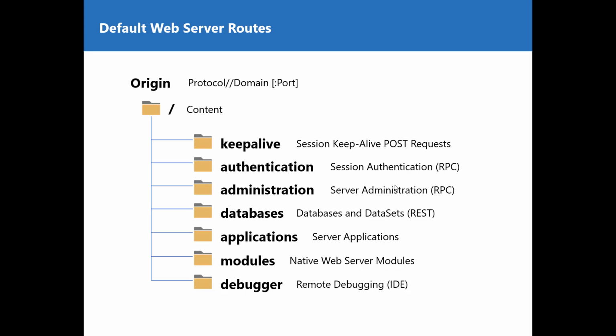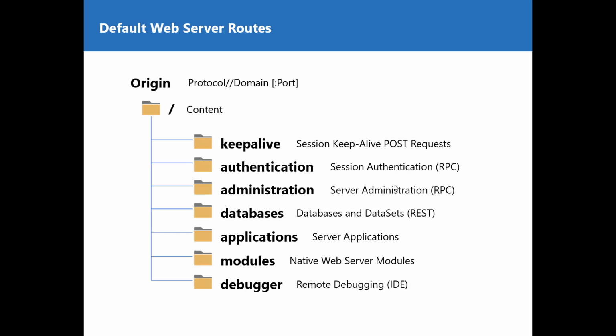So the administration route is also the same situation. It's an RPC style API underneath that path. The databases path is for databases and data sets. It is actually a RESTful API, so it works more in a REST-oriented manner. The server applications path is used to access server applications, and effectively it's going to be the applications path plus the name of the server application itself, and the name is assigned when you actually install this server application.